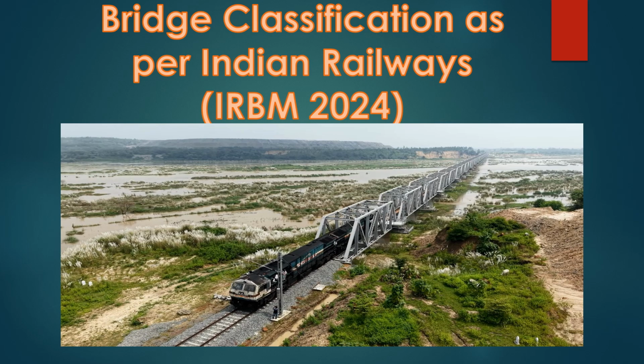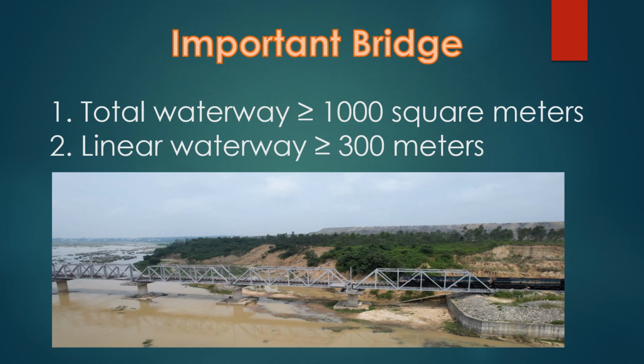The bridge classification we are going to discuss is based on the linear waterway and it is as per IRBM 2024. What is IRBM? It is the Indian Railway Bridge Manual, which is a very handy document for all the bridge engineers. So based on the IRBM, there are mainly four classifications of bridges. The first is the important bridge, the second one is major bridge, the third one is minor bridge, and the fourth one is culvert.